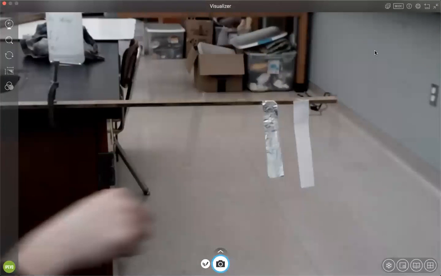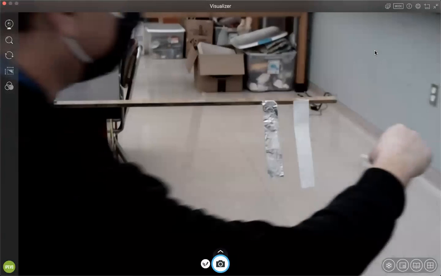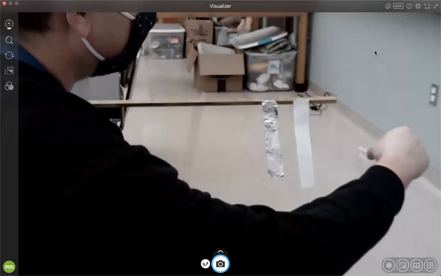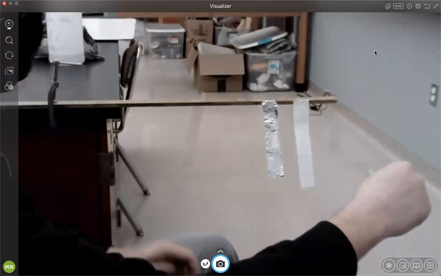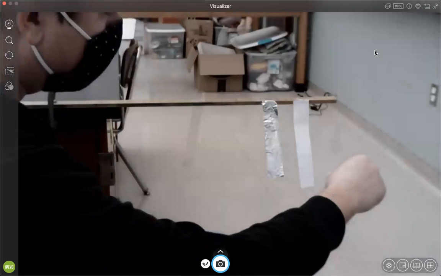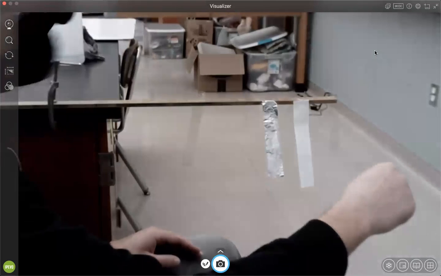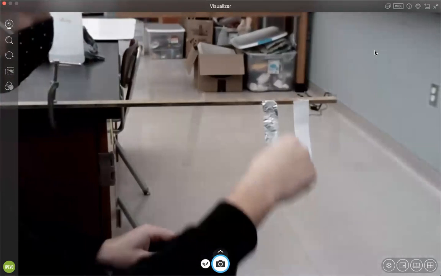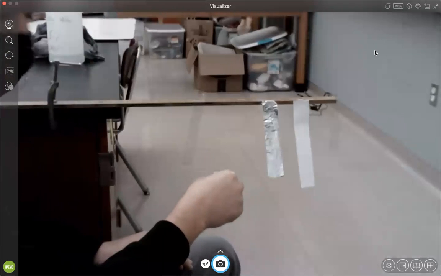I can then do it with a bottom tape and top tape. I bring bottom tape close to top tape, and I see the top tape gets attracted to it. I bring a bottom tape close to paper, and the paper is attracted. I bring the bottom tape close to the aluminum foil, and it's attracted. I bring the bottom tape close to bottom tape, and it is repulsed.